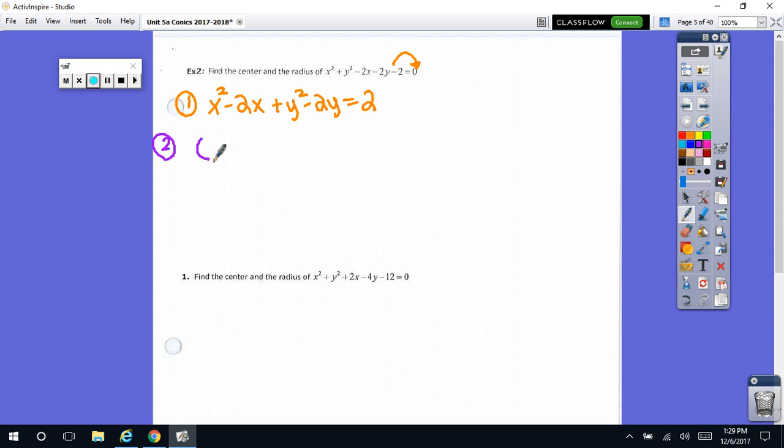Step 2, set up your bubbles. I'm going to have 2 blanks: my X bubble and my Y bubble. -2 divided by 2 is -1. Be careful of your sign. -2 divided by 2 is -1. Square what you just put in the parentheses.